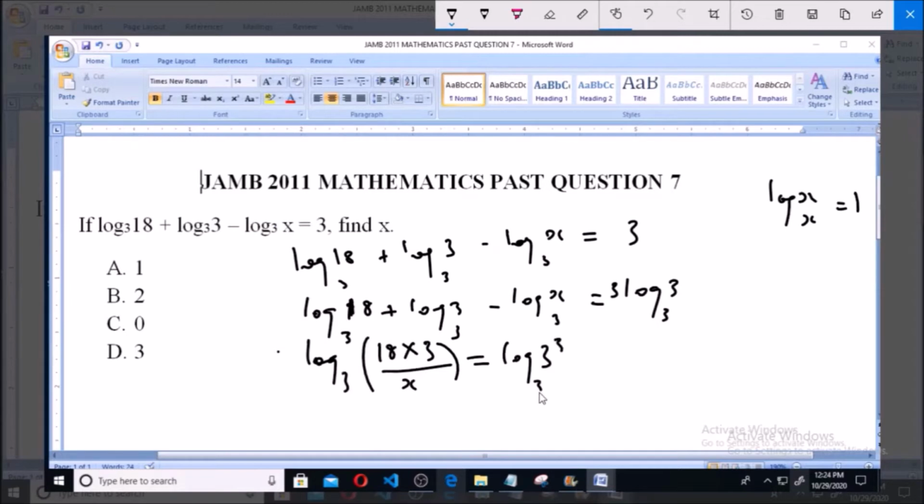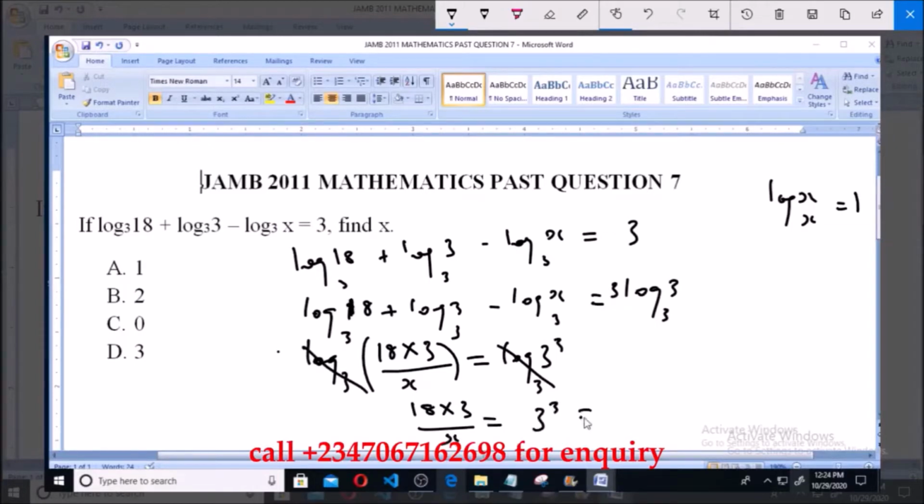Now this log 3 can cancel this log 3, so we have 18 multiplied by 3 over x is equal to 3 raised to the power of 3, which is equal to 27. So now we can say that 18 multiplied by 3 will give us 54 over x is equal to 27.